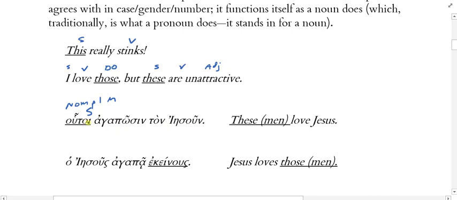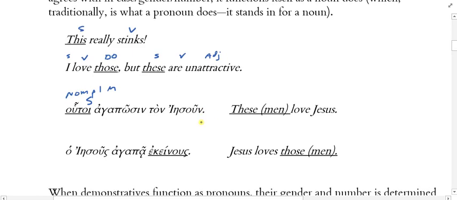These what? Well, it's not specified. The these is just simply standing for a noun. In this case, it's the demonstrative pronoun function of the demonstrative. These love Jesus. But because it's a masculine plural form of these, in English, I could put these men, these people, these ones, or just simply these love Jesus. But Greek tells me a little bit more than English does as to the gender of the these.